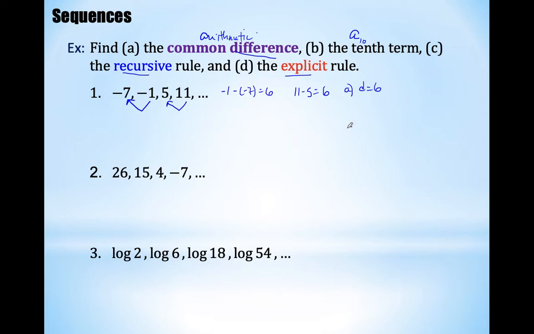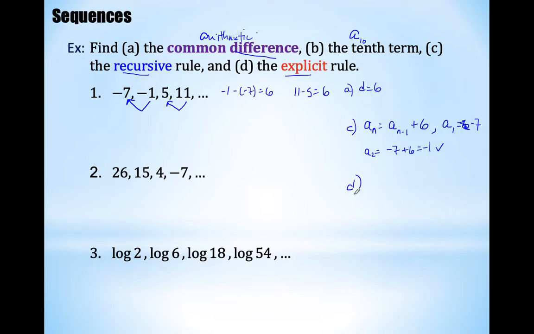The recursive rule is the next term, a sub n, is for arithmetic the previous term plus my d. That's my recursive rule. Tell me where I start. So if you started with 1, you're going to start with a sub 1, which is -7, my bad. So what is a sub 2? Double check to make sure. That would be -7 plus 6. Sure enough, that's -1. Check.